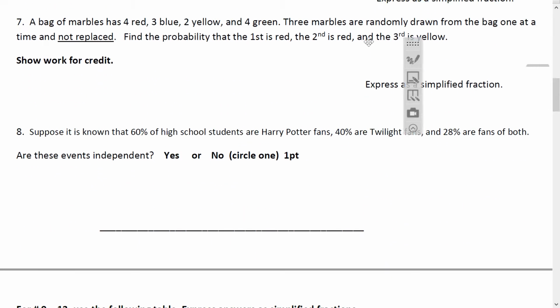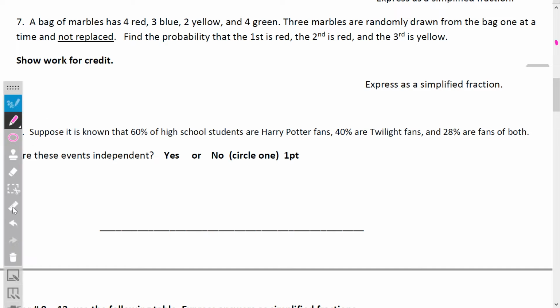Number 7, a bag of marbles has 4 red, 3 blue, 2 yellow, 4 green. 3 marbles are drawn randomly from the bag one at a time and not replaced. Find the probability that the first one is red, and the second one is red, and the third one is yellow. So these are dependent events. Each marble that we pull afterwards depends on the marble you pulled before it. So we do have conditional probabilities here. So we just need to multiply all of these probabilities together.